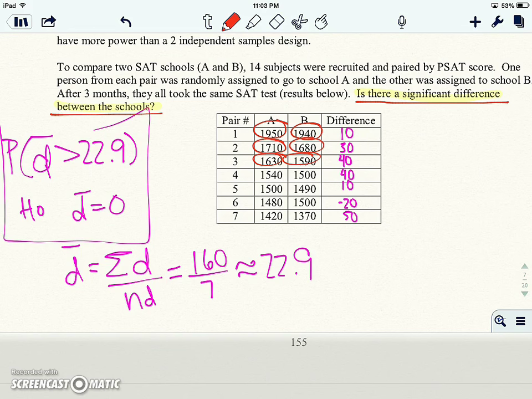A positive difference would mean A school did better than B school. A negative difference, like in this case, would mean that the B school kid did better than the A school kid. And then we took the averages of those differences, and that is called D-bar. And in this case, the average was 22.9.